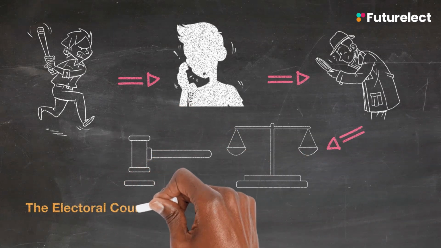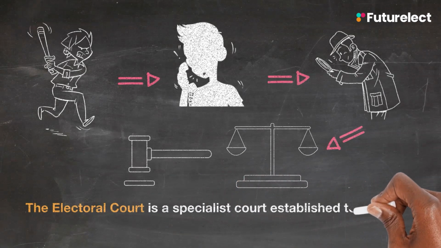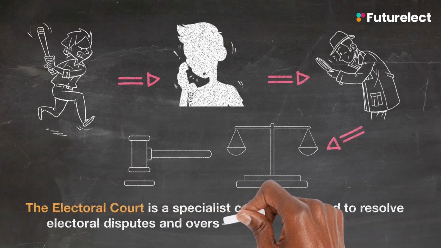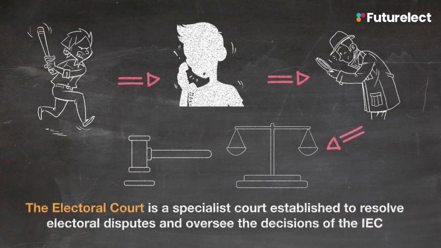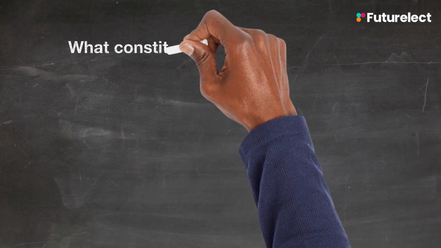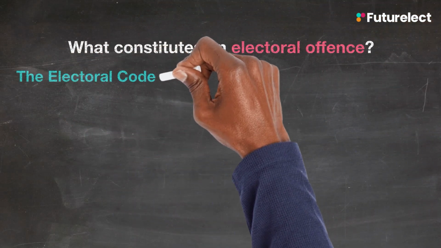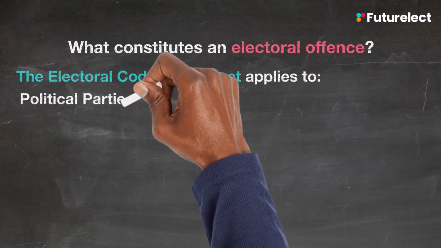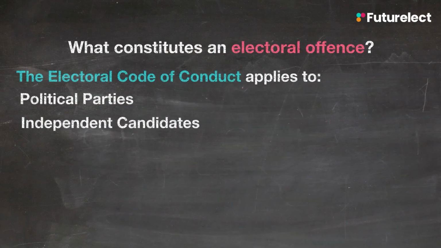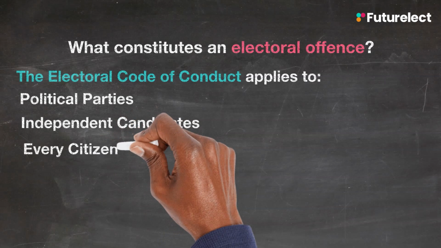The Electoral Court is a specialist court established to resolve electoral disputes and to oversee the decisions of the IEC. But before we get to how the Electoral Court works, let's first explore what constitutes an electoral offence. While political parties and independent candidates do pledge to uphold the Electoral Code of Conduct every time an election date is proclaimed, the code does not only apply to them. It also applies to every citizen.